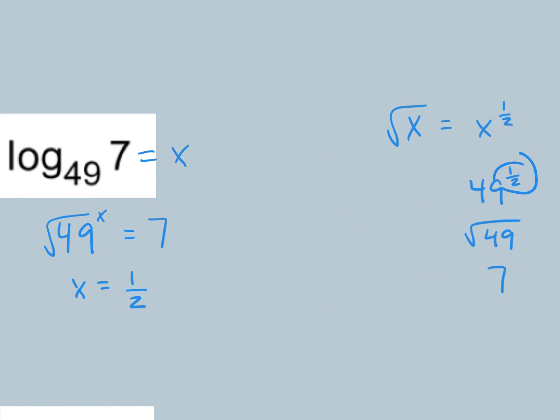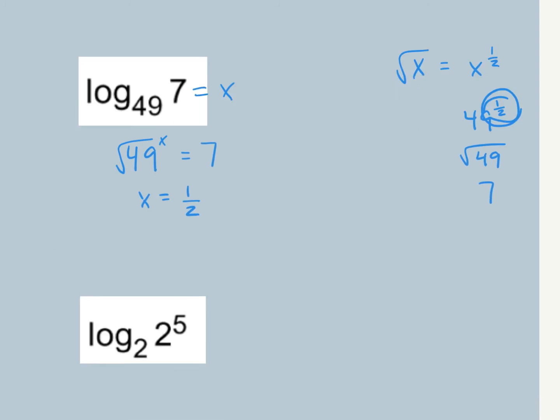So let's say the square root of x is equal to x to the 1/2 power. So we're saying 49 to the 1/2 power is the square root of 49. And what's the square root of 49? 7. So that's why our exponent is 1/2. Good job.